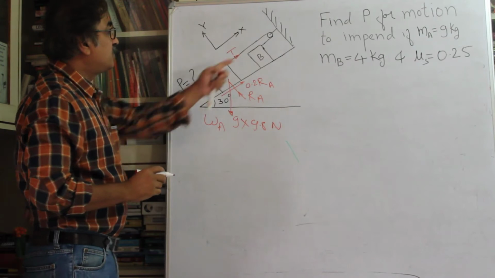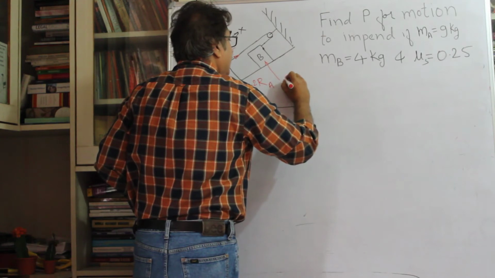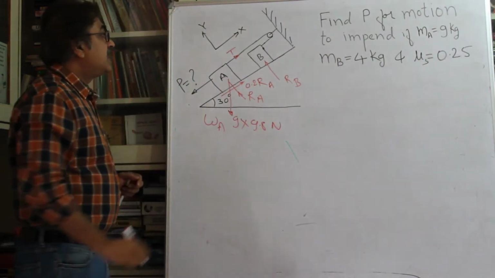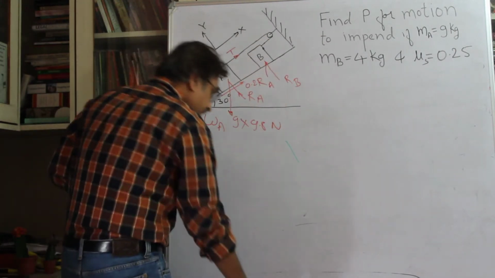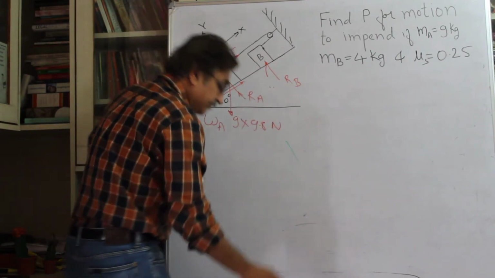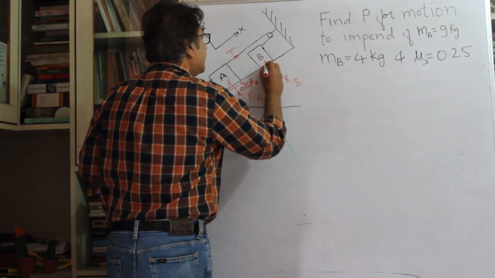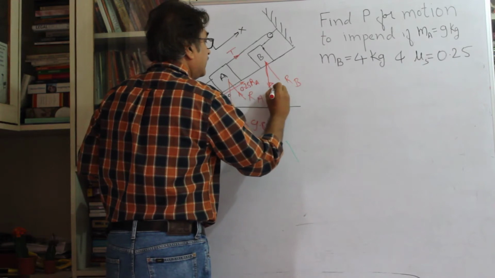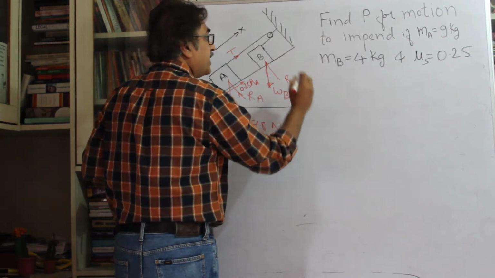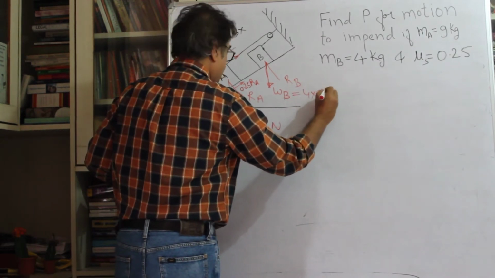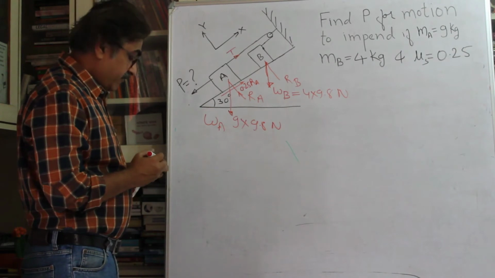Fine. Now let's move to body B. Again, you will have a normal reaction, RB, normal to this plane. Fine. Then you will have a weight of this. This weight acting downward will be WB, that's equal to 4 into 9.8 Newton. Fine. Then what about the frictional force?